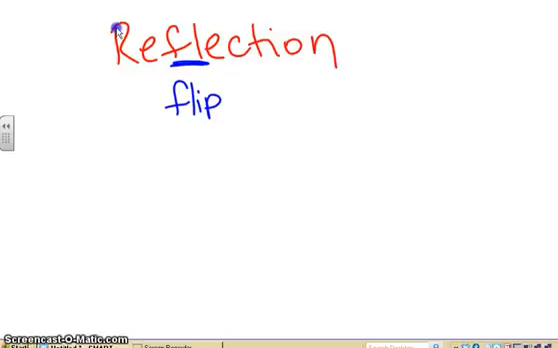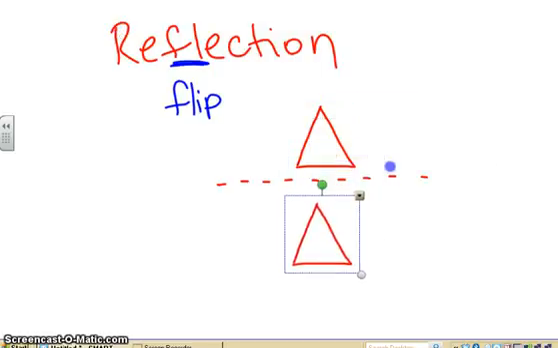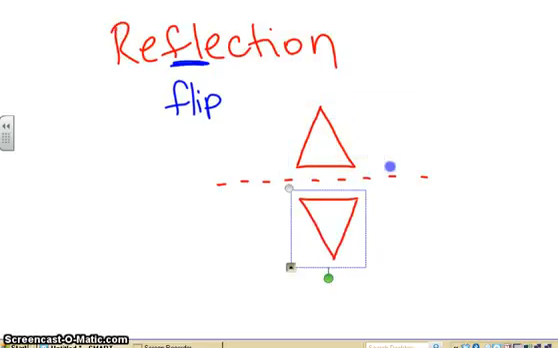Now, you've probably heard the word reflection used when you were looking in a mirror. When we look in a mirror, when we raise our right hand, it looks like we're raising our left. So in a reflection, something is going to flip. So let's say I have this triangle. And let me draw my line that I'm going to transform it over. If I want to reflect it over that line, I have to flip it upside down. So this is what a reflection would look like, because I take my original triangle right here and I flip it over my transformation line and it looks like this.